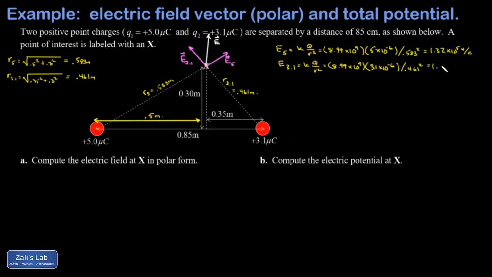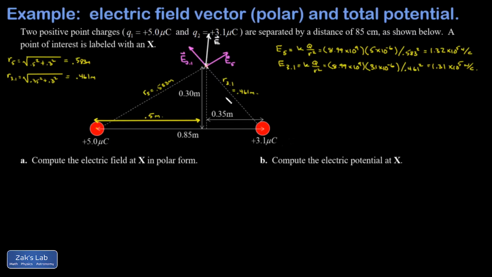Do a similar calculation for E3.1. This one comes out almost the same, 1.31 times 10 to the 5th newtons per coulomb. Again, there are two competing processes here. The point of interest is farther away from the bigger charge. So it looks like we almost perfectly balanced these effects and got close enough to the smaller charge to make it so the two magnitudes are almost identical.